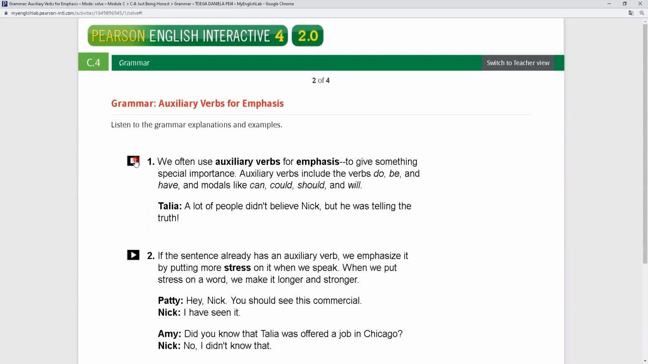A lot of people didn't believe Nick, but he was telling the truth.